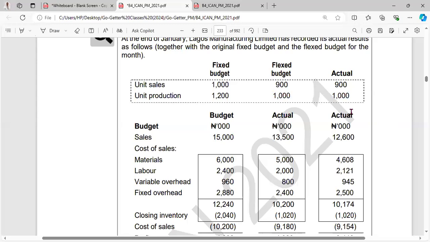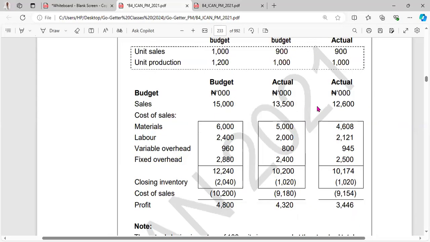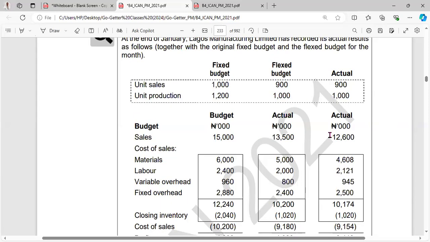Now, if you compare it now, your sales position, you budgeted to make 13,500 and you sold 12,600. You find out that it is adverse, and you know this is not based on quantity or volume. You know this is price variance because your price here was 14,000. We know that, and this was 15,000. If you had sold 15,000, it would have been this. Now look at your cost.